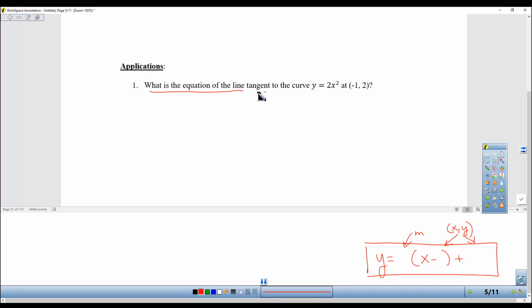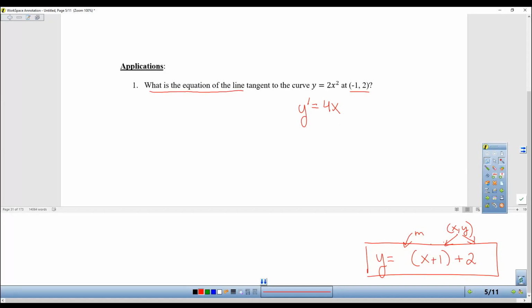What is the equation of the line tangent to the curve at? Heck yeah, they just gave me the point, okay? So really, all I need to do is find the slope. So we have a formula for that. If you want to know the slope, you use the derivative formula. So the derivative is 4x.